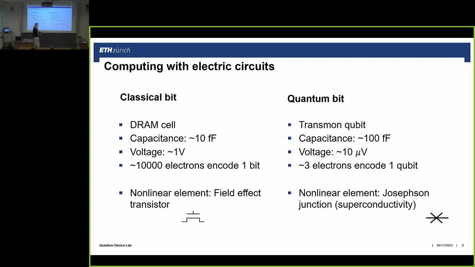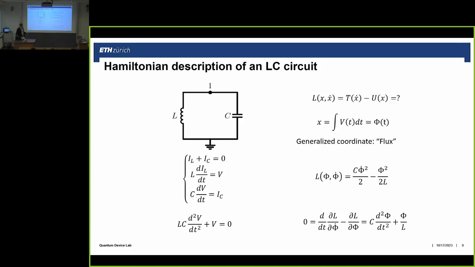And for superconducting qubits, we use the Josephson junction because it's dissipationless. Now, the capacitances are roughly the same, but the voltages that we use are several orders of magnitude less, and you see that the actual quantum begins with the amount of electrons that encode one qubit, so it's very low.